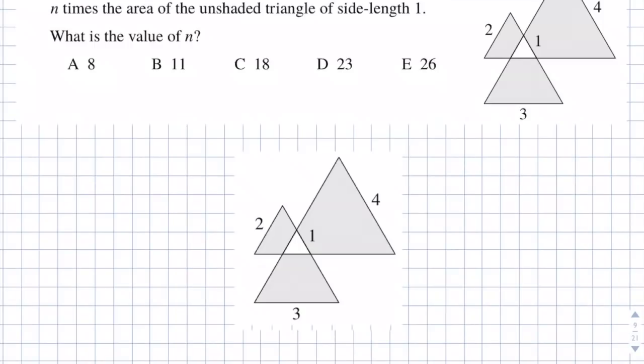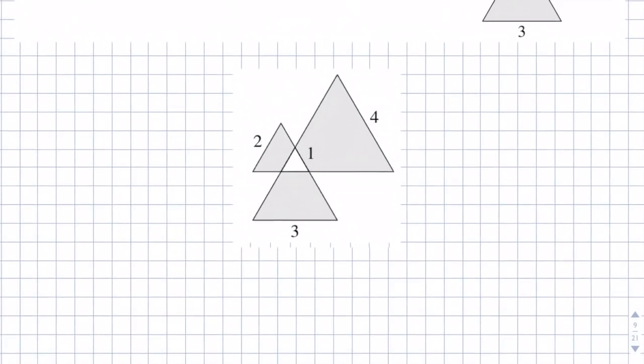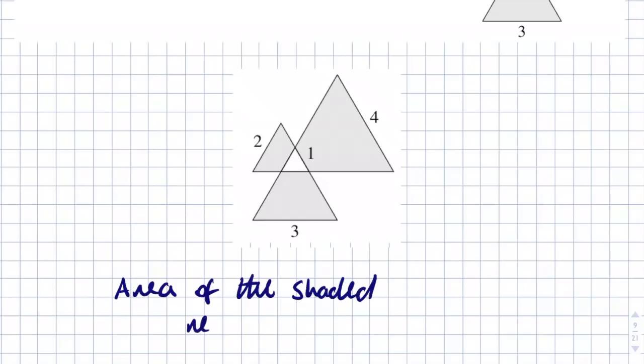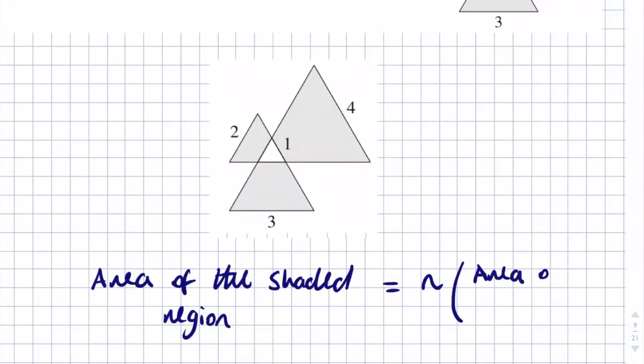We've got answers: A is 8, B is 11, C is 18, D is 23, and E is 26. Okay, so we are told that the area of the shaded region is equal to n times the area of the unshaded region.